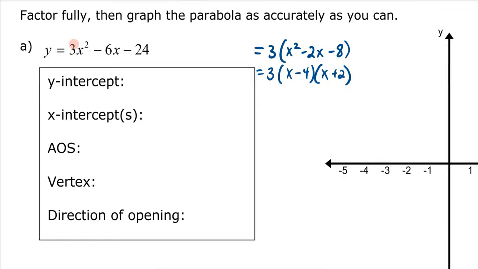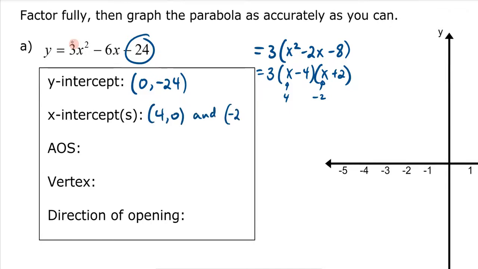Okay, so we have the factored form, we have the standard form. If you recall, the standard form, that last number c will give us our y-intercept. So our y-intercept as a coordinate is 0, negative 24. Our x-intercepts, from the factored form, remember this value has to be a negative 2 to make that a 0, and this one has to be positive 4 to make that a 0. So my x-intercepts are 4 and 0, and negative 2 and 0.